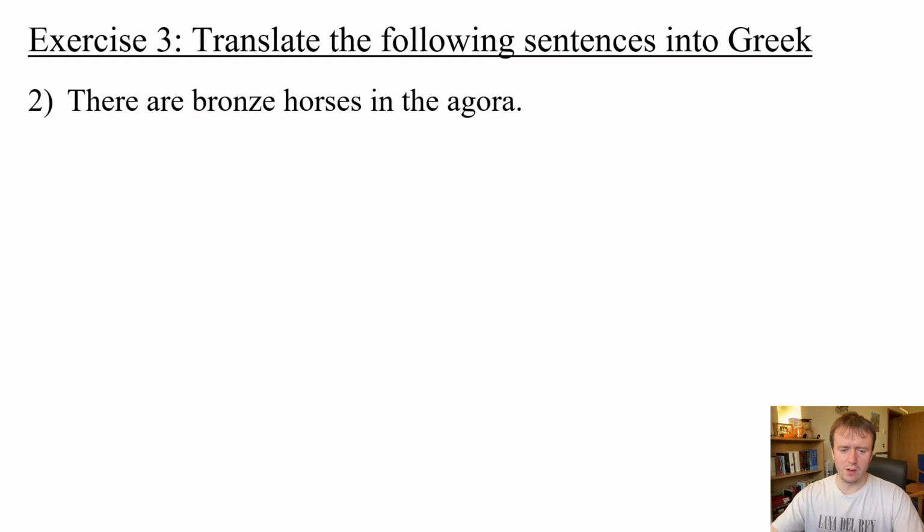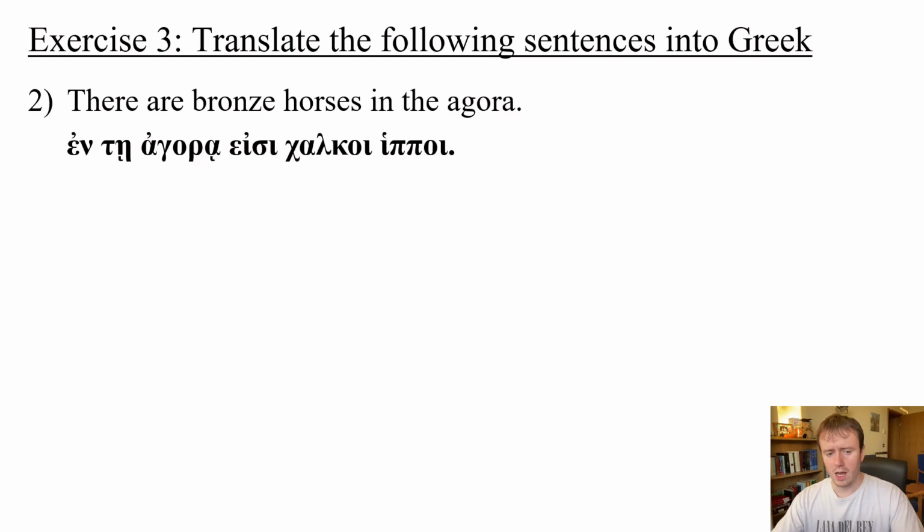Secondly, we have the sentence, there are bronze horses in the agora. Here, you should have said, en tei agorai eisi chalkoi hippoi. Now, you could have put this prepositional phrase at the end. That would have been fine. We're not too fussed about the word order. Greek word order is very flexible. So, as long as you said en tei agorai for in the agora, that would be correct because en governs the dative.